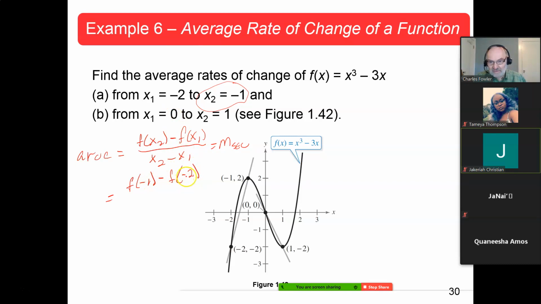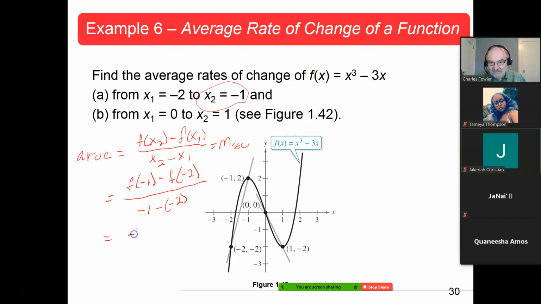This is x1, x2, x1. You know, the numbers are backwards. And this will be minus 1 minus a minus 2. Just plug and chug. Do what it tells you. So f of minus 1, that would be, plug it in right here.